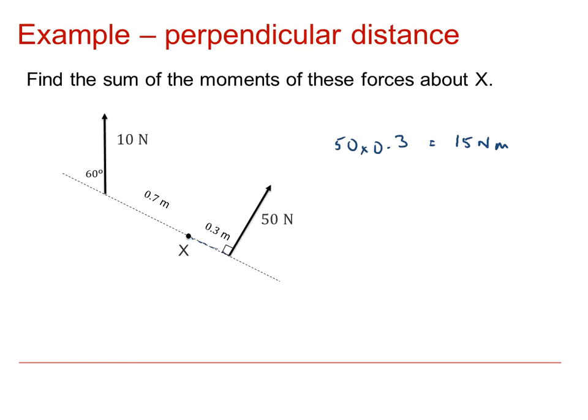For the 10 Newton force, however, we can see that the distance that we're given is 0.7 meters. However, it's not a perpendicular distance. So what we need to do is to use a little bit of trigonometry here to work out that the perpendicular distance is given by this distance here, d, and then we can see that by vertically opposite angles, this one here must be 60 degrees, and so therefore d is equal to 0.7 multiplied by sine 60.